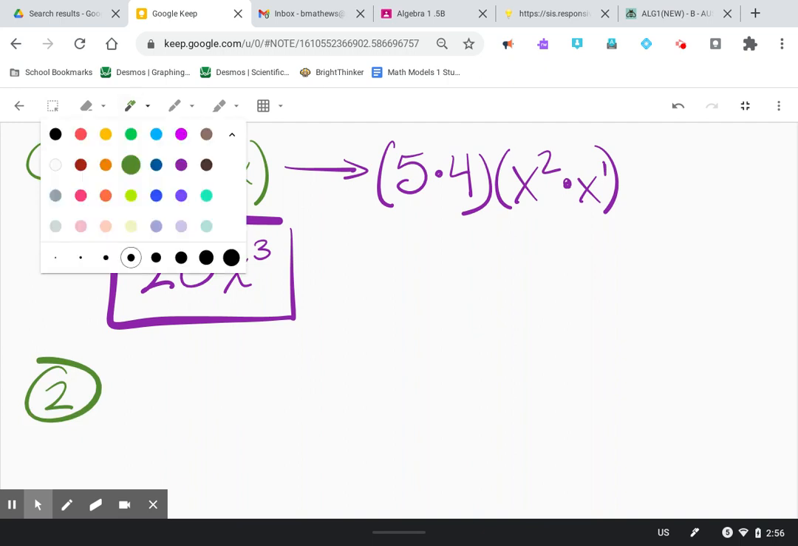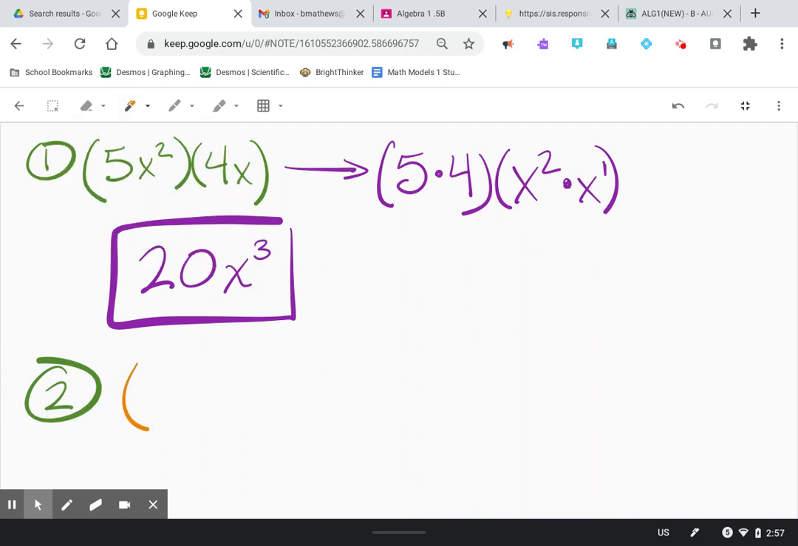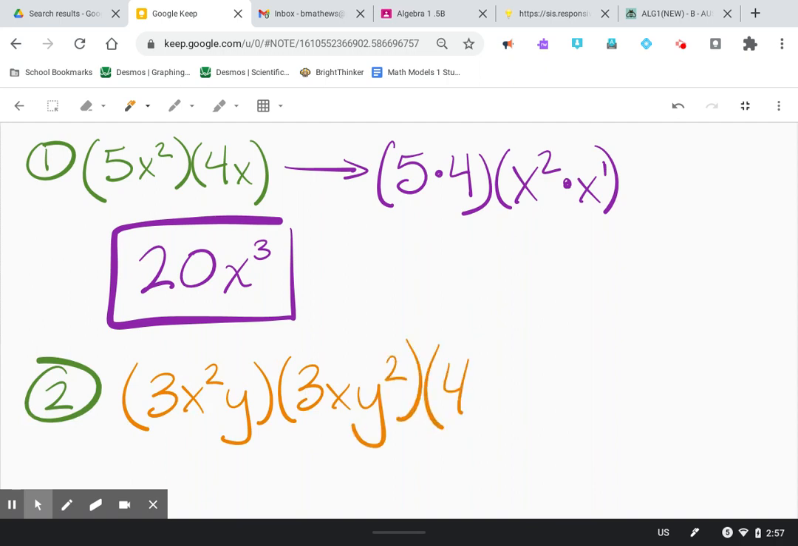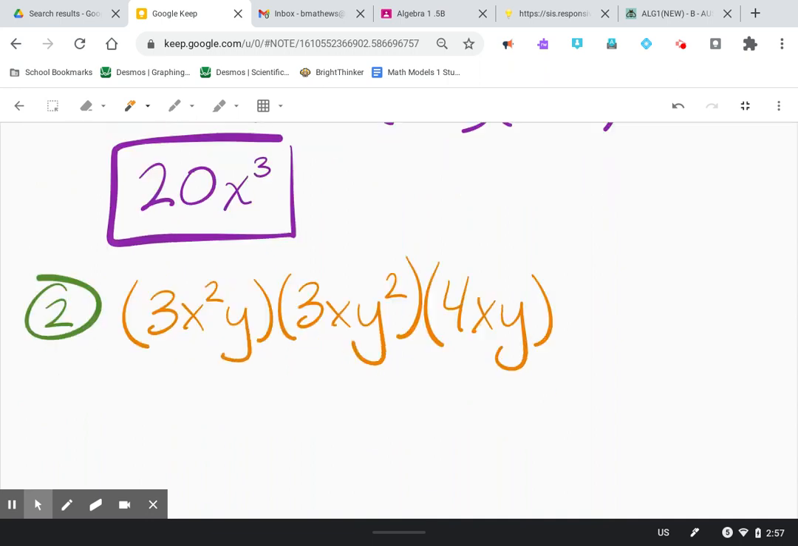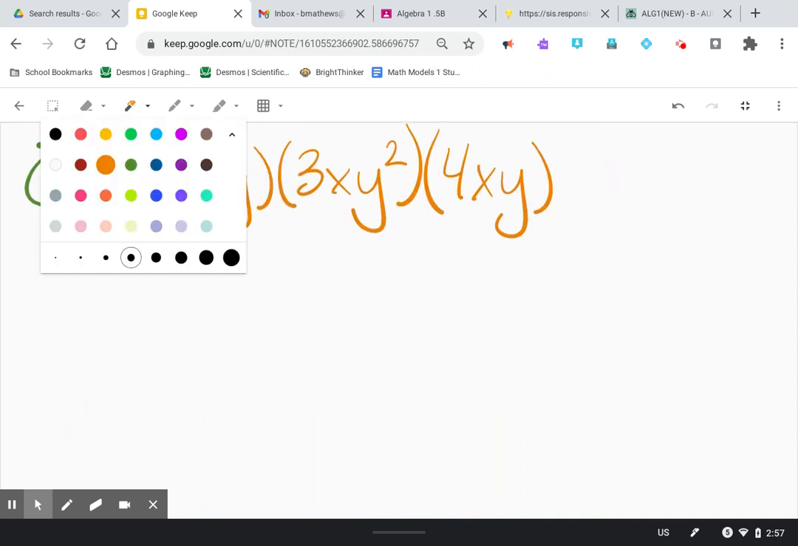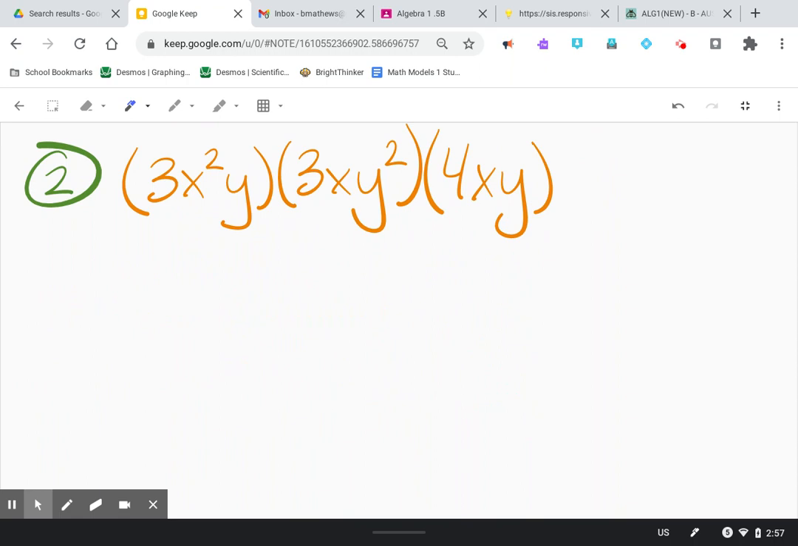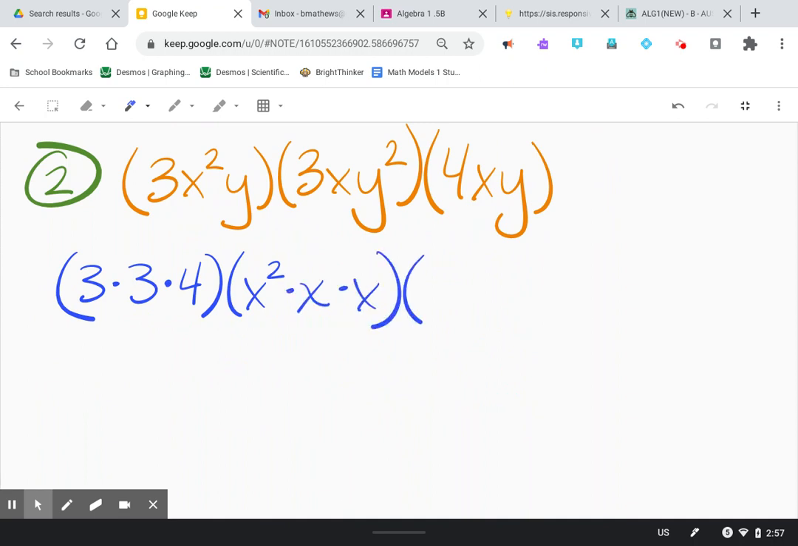So let's look at one where we have more than two. Let's say we have 3x squared y times 3xy squared times 4xy. So again, we're going to be looking at multiplying things that are the same type of thing. So in a sense, we're going to do 3 times 3 times 4. I'm going to write this out this way for this first go around, just so you can see what we're doing, but you don't need to write out this step every single time.